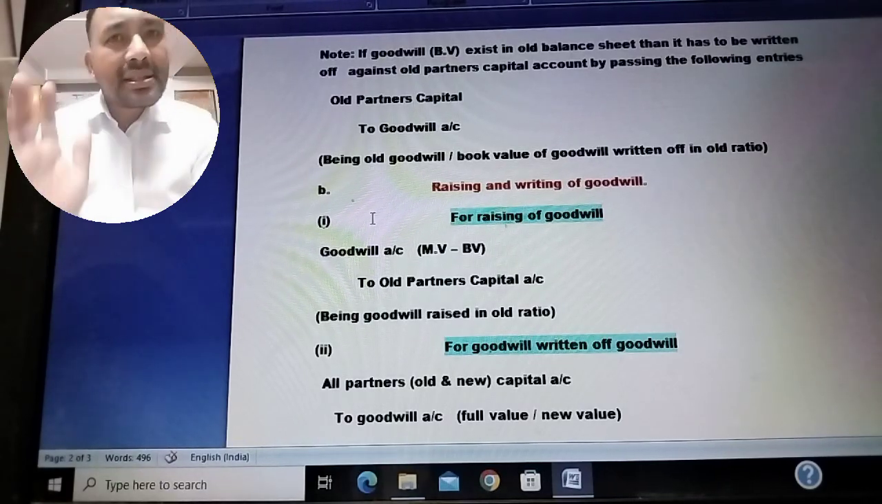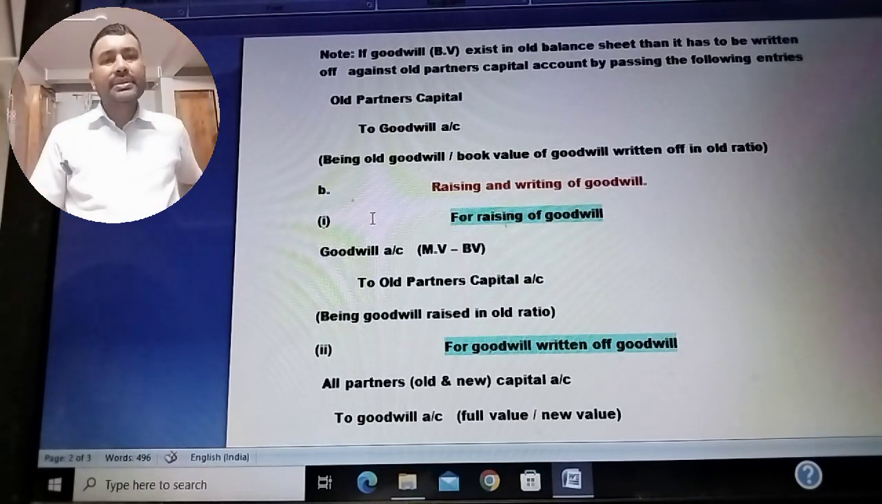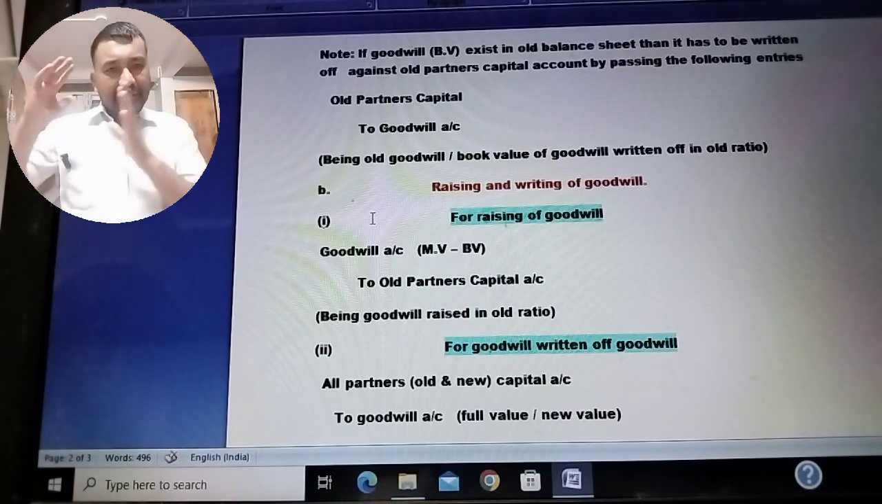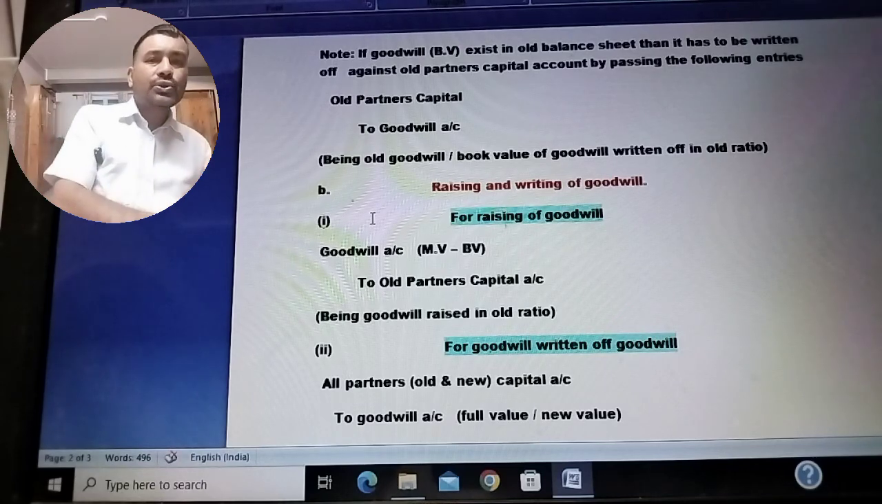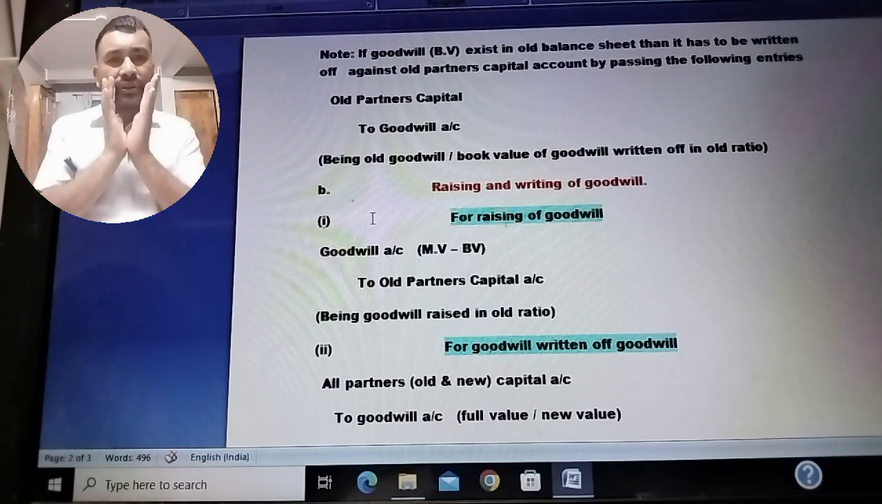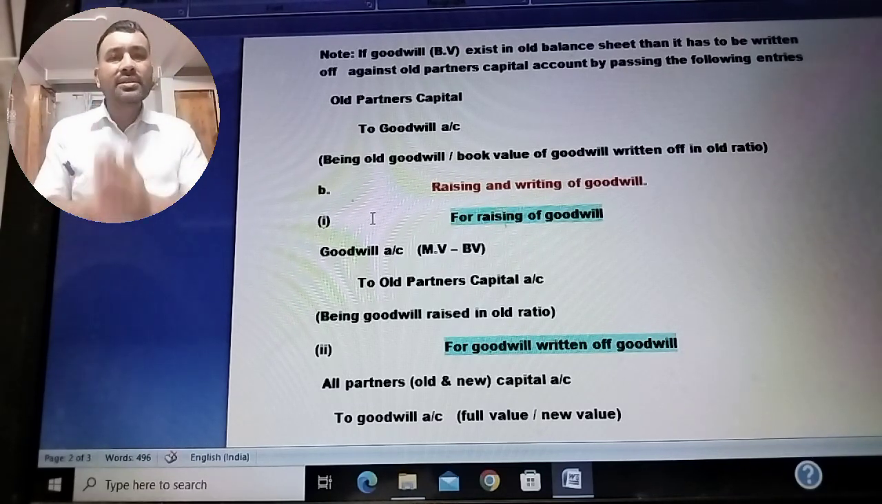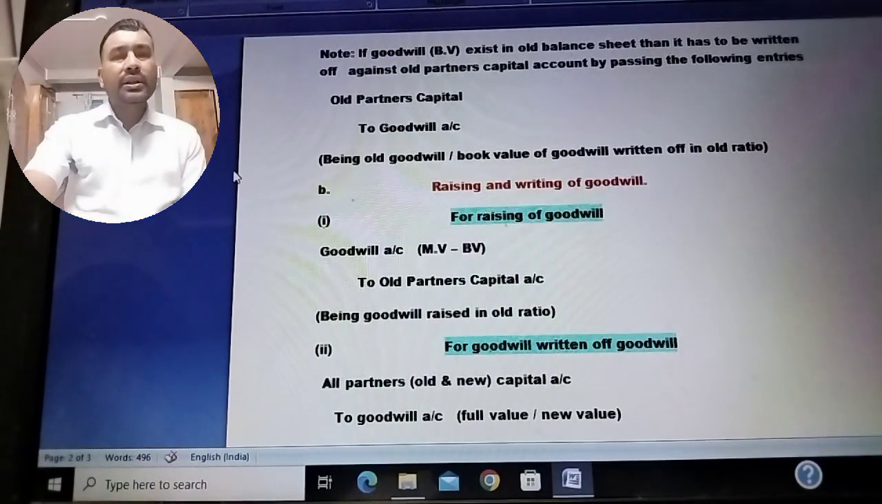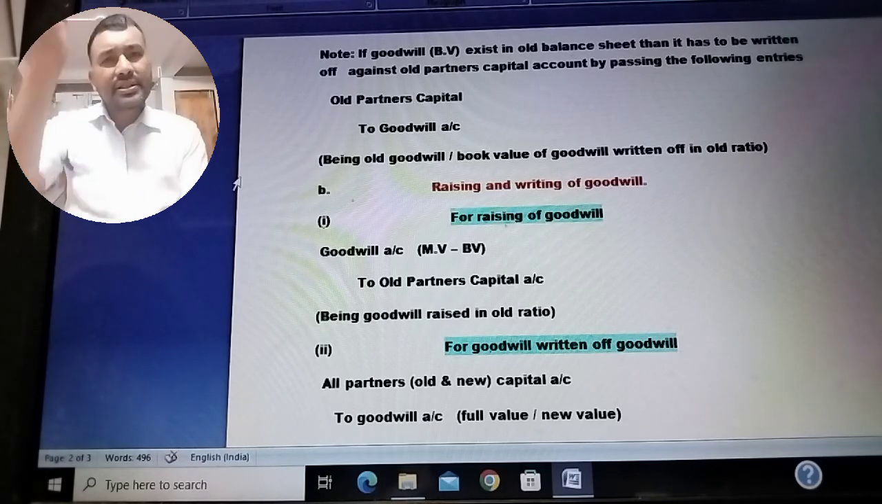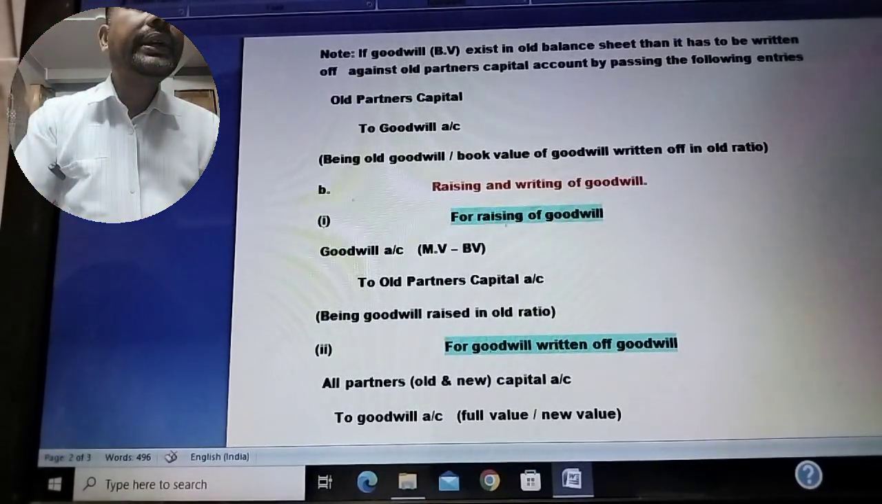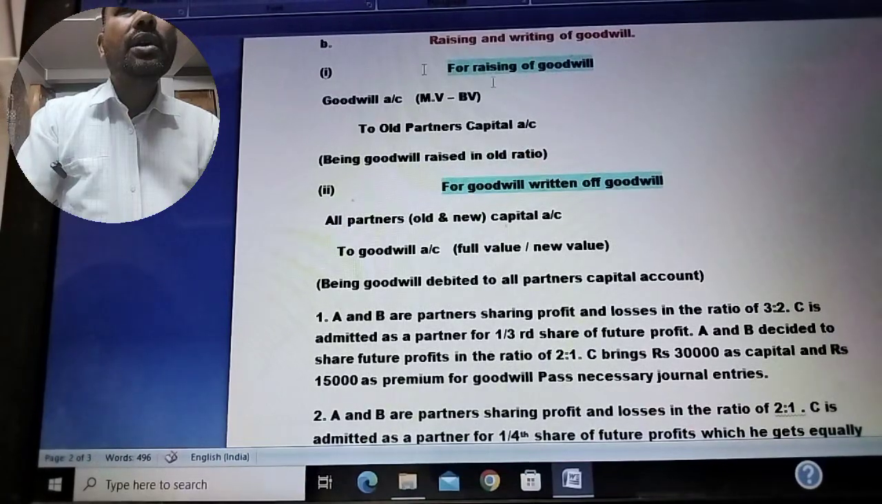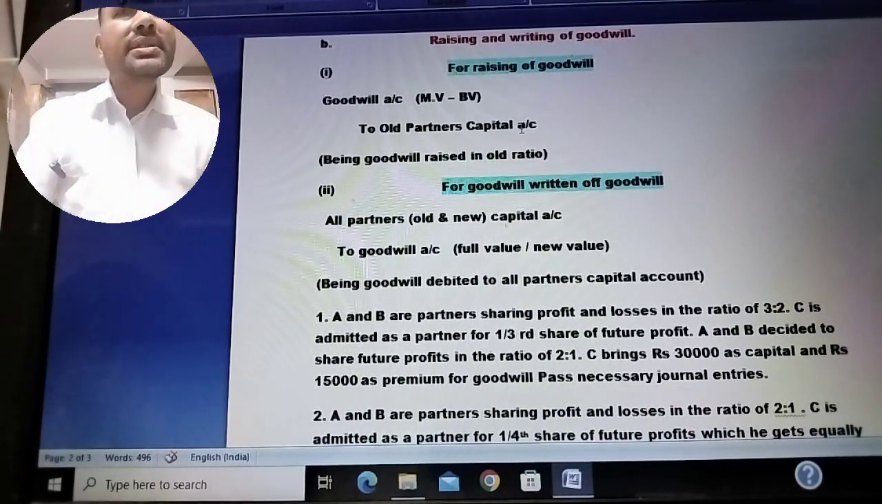Okay. And the second alternative, other than capital adjustment, is raising and writing off of goodwill. So you need to pass two entries, one for raising of goodwill and the other for writing off of goodwill. When you raise goodwill, the value of goodwill increases. Value of goodwill increasing means the value of the asset increases. So the entry will be goodwill account debit to old partners' capital account.